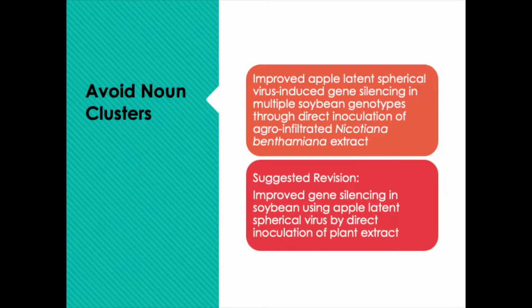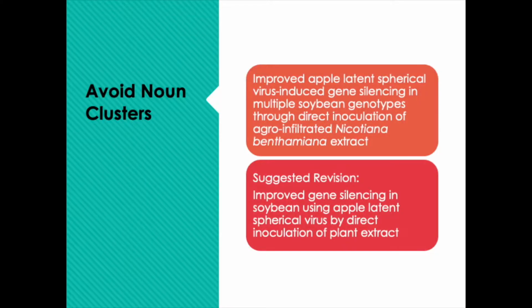Improved apple latent spherical virus-induced gene silencing in multiple soybean genotypes through direct inoculation of agro-infiltrated Nicotiana benthamiana extract. So, do you see where the noun cluster is? It's right there at the beginning. Improved apple latent spherical virus-induced gene silencing. So when you get to this phrase, you really have to unpack it. It's a complicated series of nouns to work your way through.